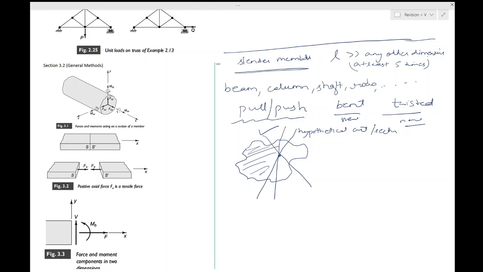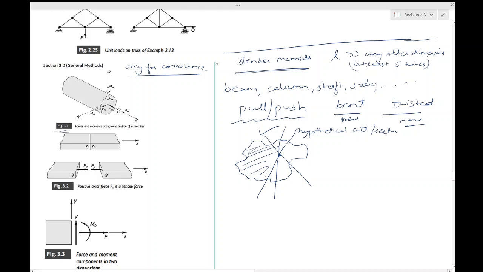Okay, so once you take any part of this hypothetically cut solid, then you can isolate it and apply the force and moment equilibrium at that point across that section. Okay, so only for convenience, you resolve the forces and moments into components normal and parallel to the axis of the member. Now, this is what you should be looking at.